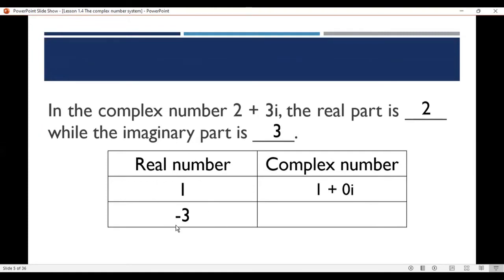How about negative 3 sa real number? Ano naman siya sa complex number? Negative 3 plus 0i. So sa complex siya ay negative 3 plus 0i. Ayan. So, lahat pala ng real number ay under din ng complex number, kasi lahat ng real number, for sure, meron siyang counterpart sa complex number.